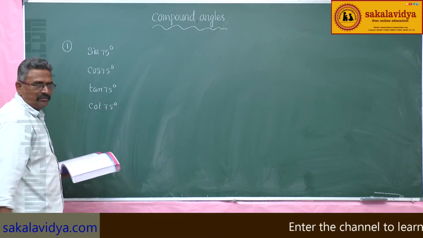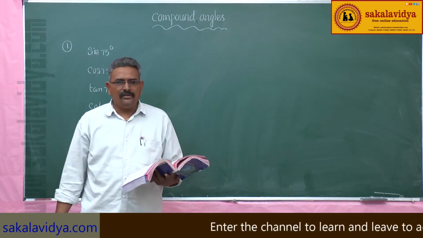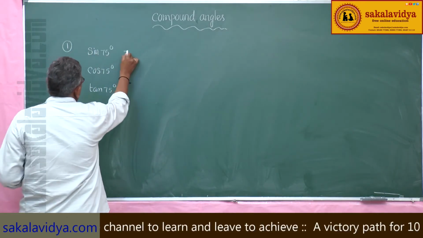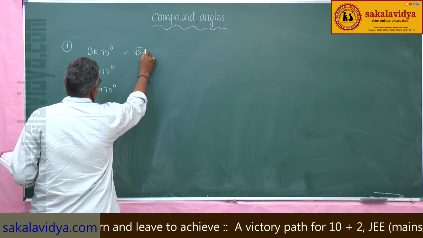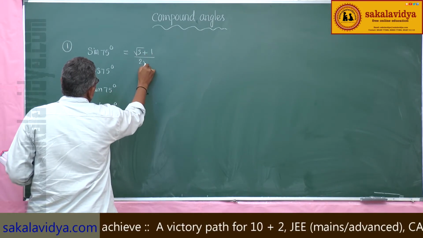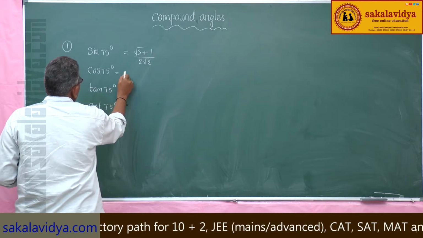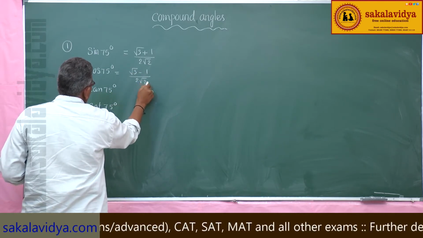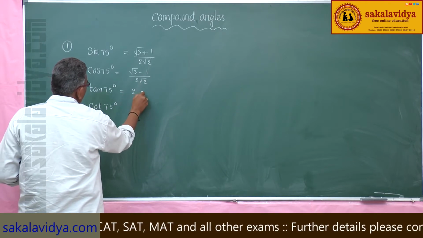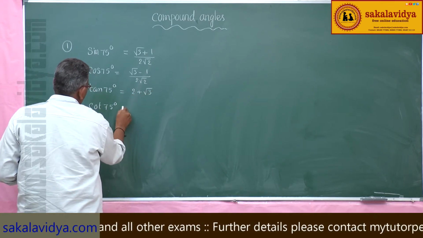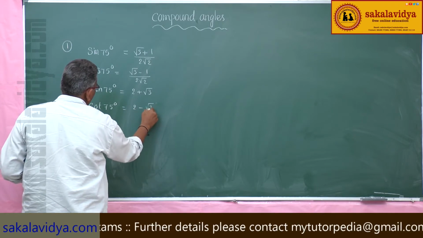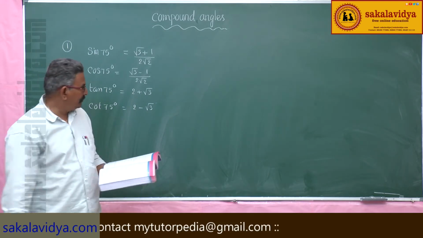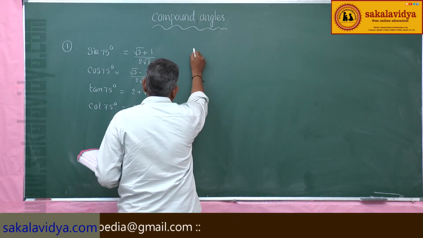Now, let us write the values for the sake of revision. Sin 75 degrees is equal to root 3 plus 1 by 2 root 2, whereas cos 75 is root 3 minus 1 by 2 root 2, and tan 75 is 2 plus root 3, cot 75 is 2 minus root 3. Okay, now let us go to the second problem. Problem number 2.